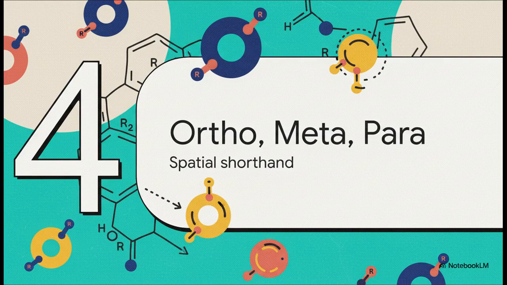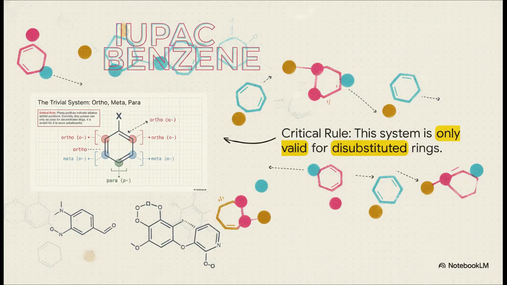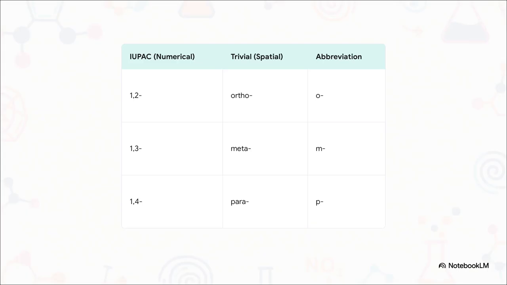Now, besides using numbers, chemists have a sort of nickname system. It's a common shorthand to describe how two groups are related to each other on a ring. Let's take a look at this so-called trivial system. This system is all about their position relative to each other. So compared to some main group X, the positions right next door are called ortho. One carbon away is meta. And if it's directly across the ring, that's para. But here is the critical, non-negotiable rule. This system only works for rings with exactly 2 groups. The moment you have 3 or more, you've got to go back to using numbers. And this table here just makes that connection crystal clear.